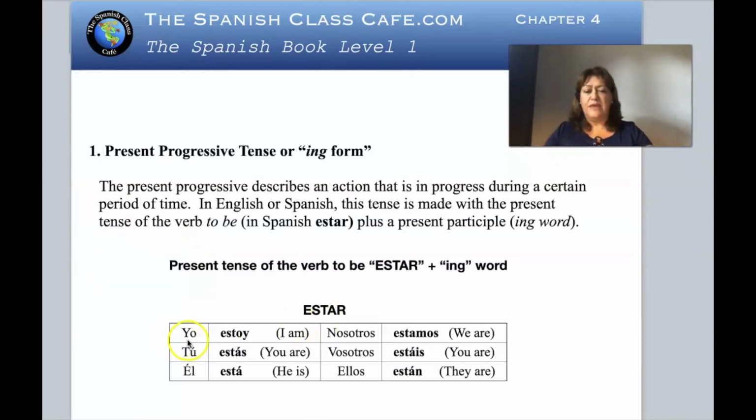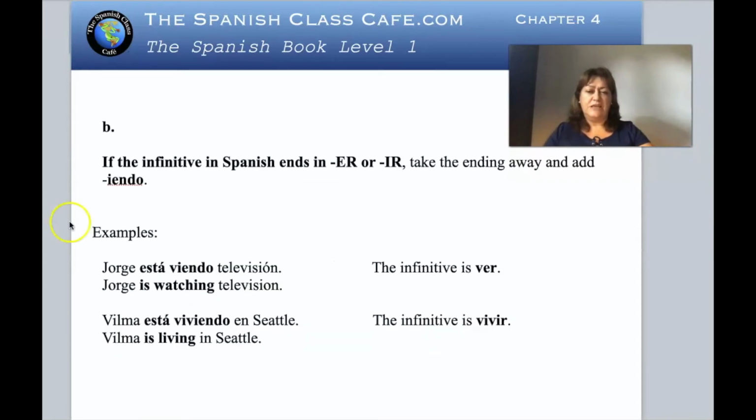Let's take this sentence and do a little practice, and I'm going to go to the chart right here. Then it will be yo estoy viendo televisión, tú estás viendo televisión, él está viendo televisión, nosotros estamos viendo televisión, vosotros estáis viendo televisión, ellos están viendo televisión. Look how the verb conjugation changes according to the subject that you are using, if it's yo, tú. But viendo doesn't change, it stays as viendo televisión, because this is the ing word. It will not change. It's the same as in English.